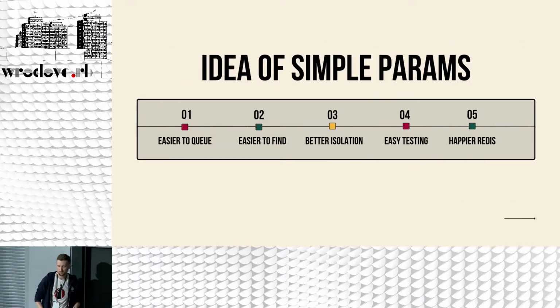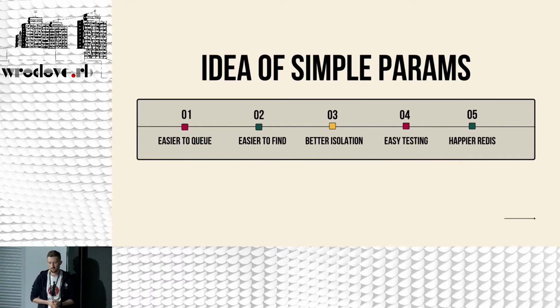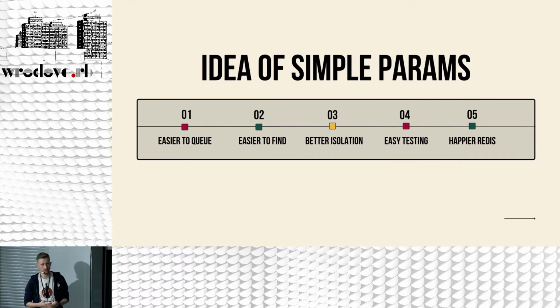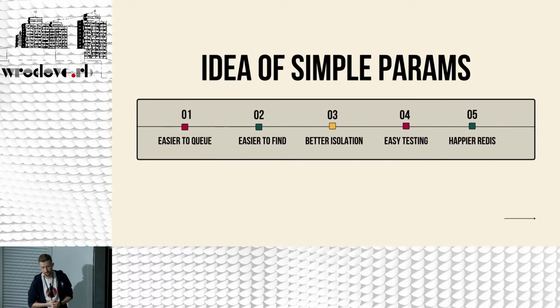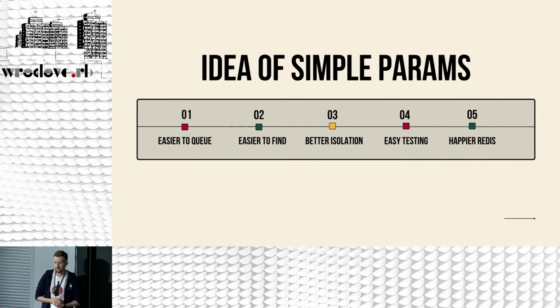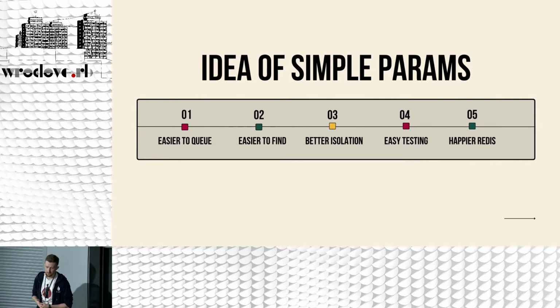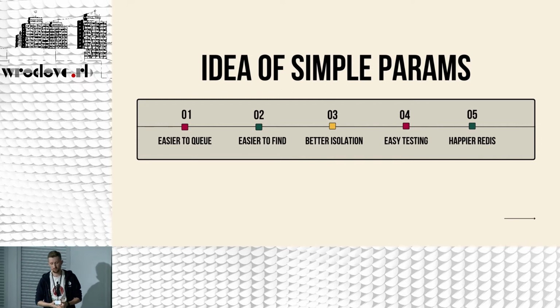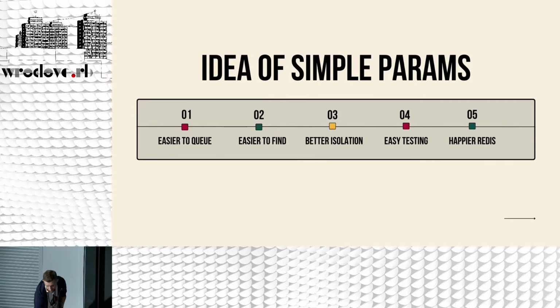The idea of simple params is that it's easier to queue them, either manually or automatically. It's easier to find them if you are looking at the Sidekiq dashboard and logs. It provides better isolation, which also means easy testing. And the last thing is that you make Redis happier, because Redis is an in-memory data storage, and if you are providing simple params, it consumes less memory as well.